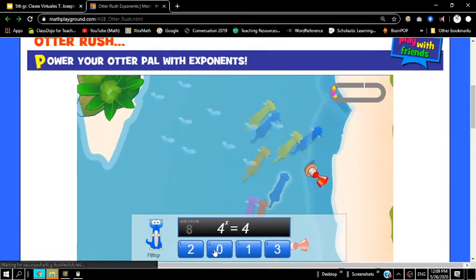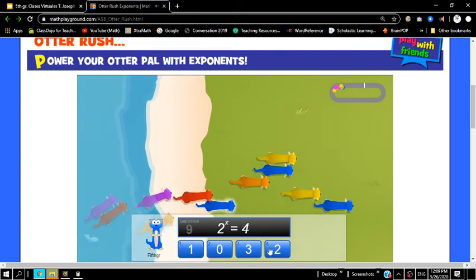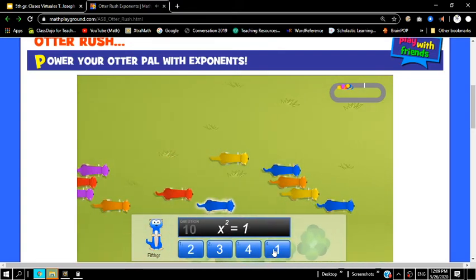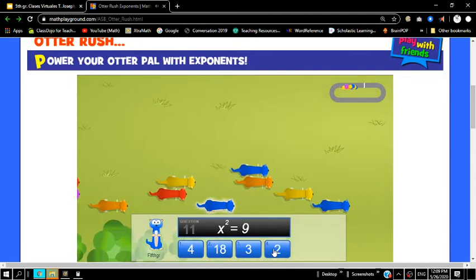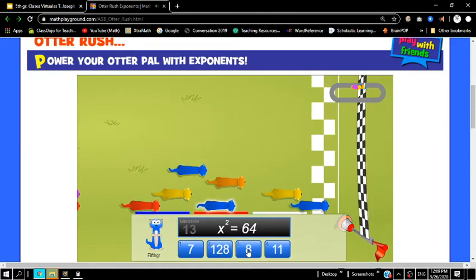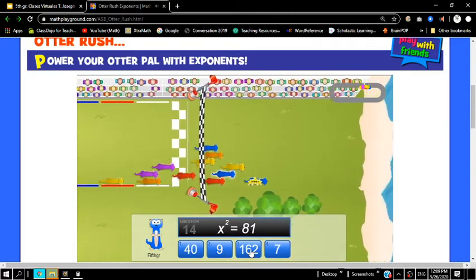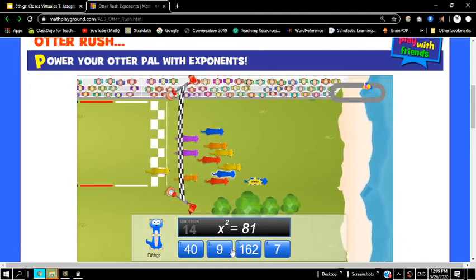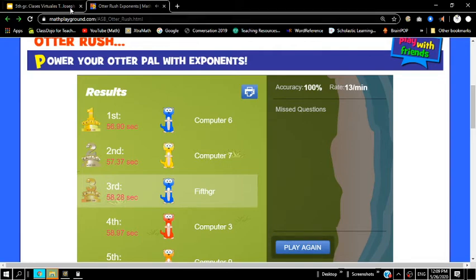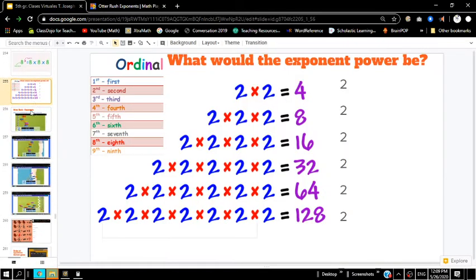5. Well, 4 to the power of 1 equals 4. 2 to the power of 2 equals 4. And 1 to the power of 2 is still 1. 3 times 3 is 9. And 6 times 6 is 36. 8 times 8 is 64. Look at that! Even with an explanation, we won the game. Okay, good. So hopefully you can play that game. In the notes section, you will see this link, so you can play that.